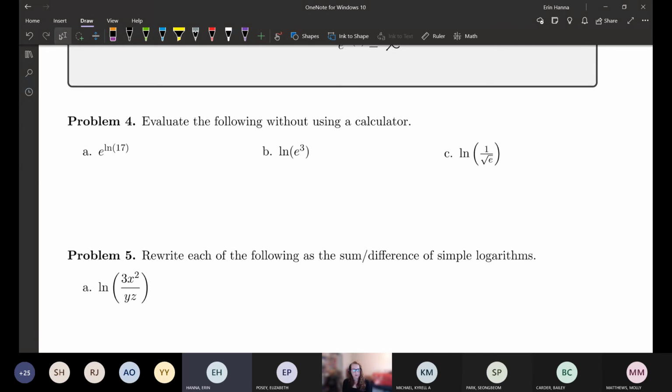Evaluate the following without using a calculator. So if we have e to the natural log of 17, again, those are kind of inverse functions of each other. So since we're raising e to the natural log, they kind of cancel each other out in a way, and we're just going to get 17.